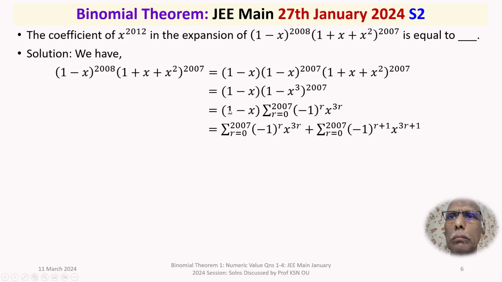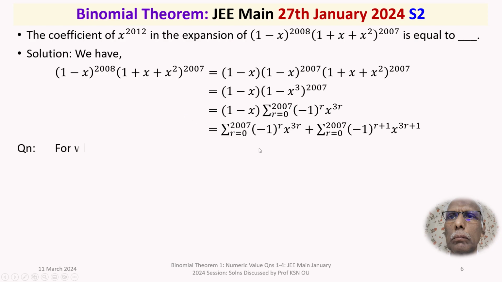This is for the 1 times. For the minus x times, that will be sigma minus 1 to the power of r plus 1. Why? Because here is also a minus. Minus 1 into minus 1 to the power of r is minus 1 to the power of r plus 1, into x to the power of 3r plus 1. What is it that we want? We want the coefficient of x to the power of 2012.